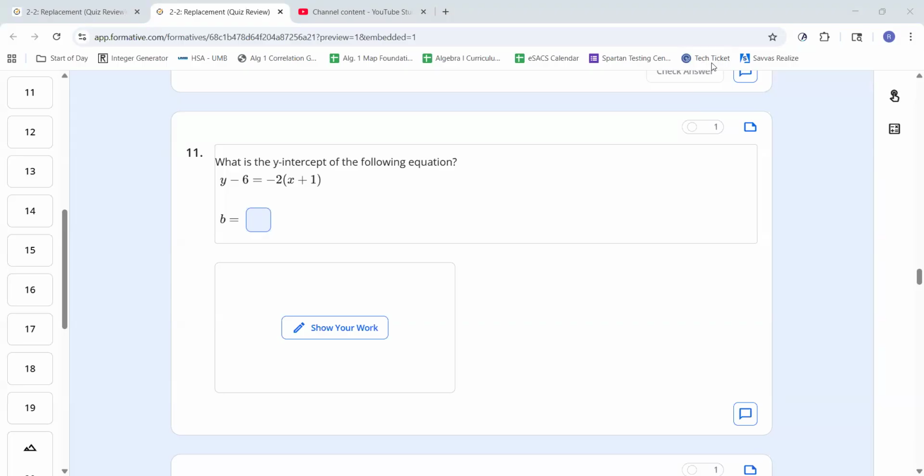Well, you have to understand that this is in point-slope form. I don't know the y-intercept from point-slope form, but I can change it to slope-intercept. How do I do that? Distribute the -2. I get y minus 6 equals -2x minus 2. And then I just add 6 over, and I get y equals -2x. -2 plus 6 is 4. So my y-intercept is actually just the 4.